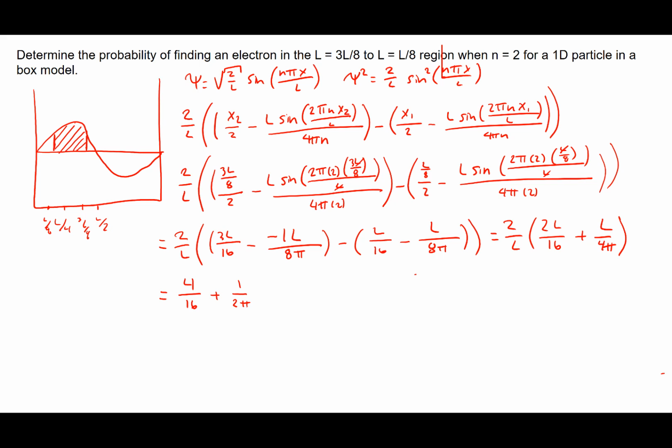And now we can just simply plug that into our calculator, we know what pi is in that case. And so what we get then is 0.409. So we have a 40.9% probability of finding an electron in a 1D particle in a box model in the L over 8 to 3L over 8 region when n is equal to 2. And that's how you approach that.